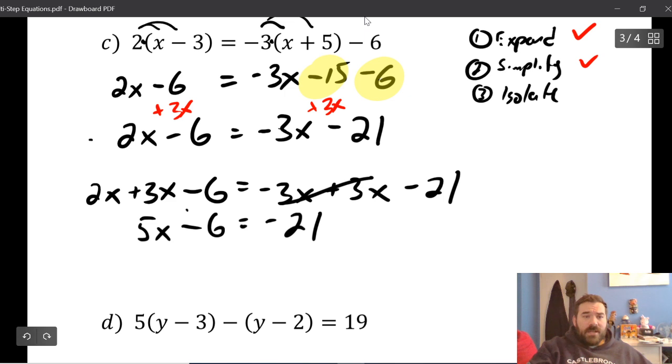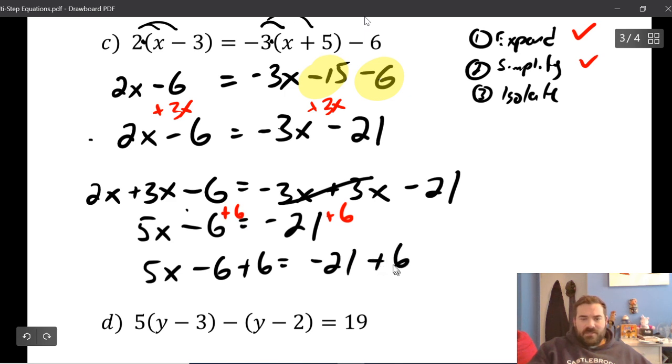Great, almost there. I just have this negative 6 in the way of the 5x being by itself, so I'm going to add 6 to both sides, and I'm going to get 5x minus 6 plus 6 is equal to negative 21 plus 6, and I'm going to move my equal sign down. Negative 6 plus 6 is 0. I'm left with 5x on this side, and negative 21 plus 6 gives me negative 15.